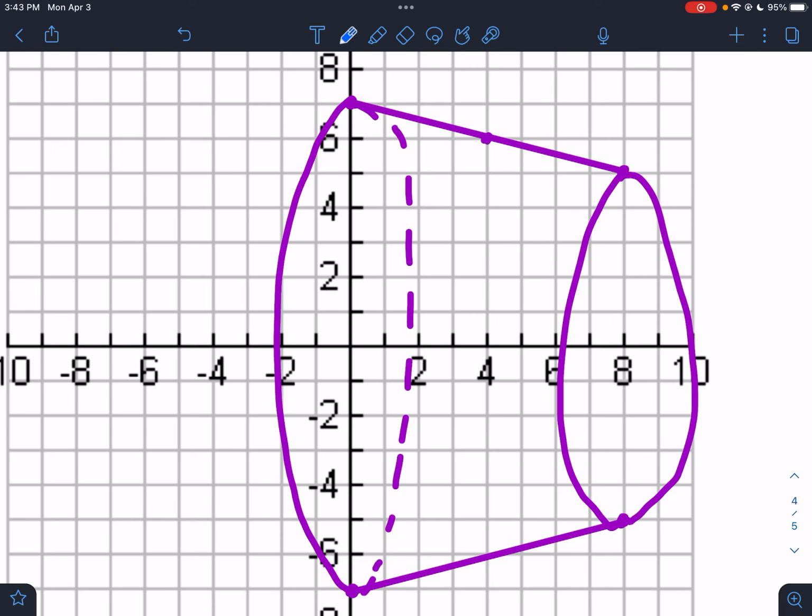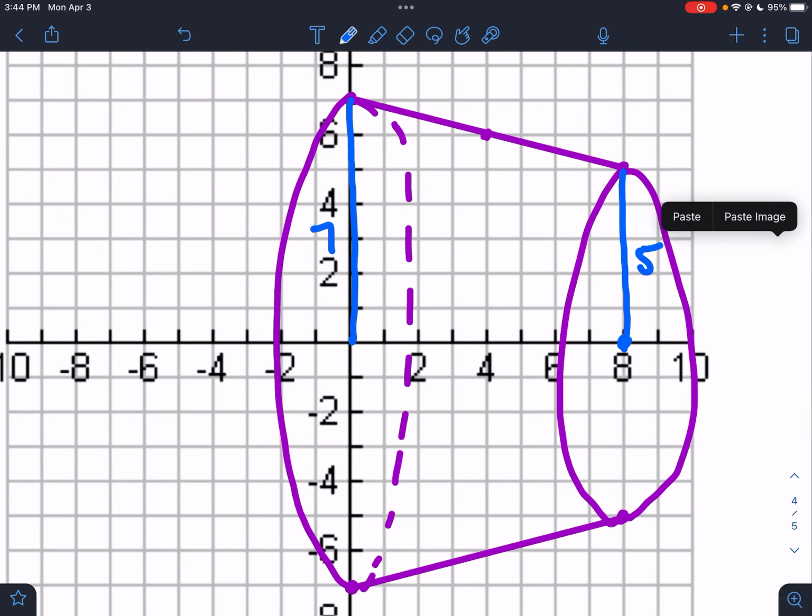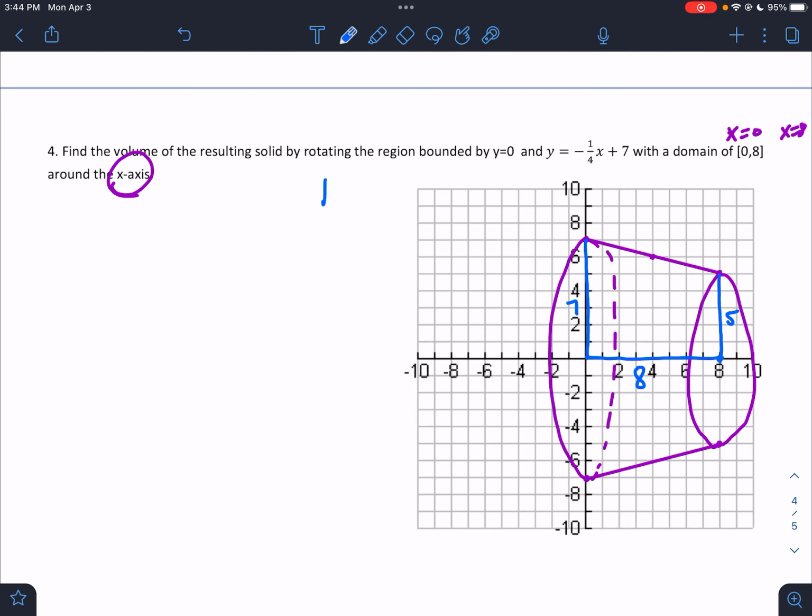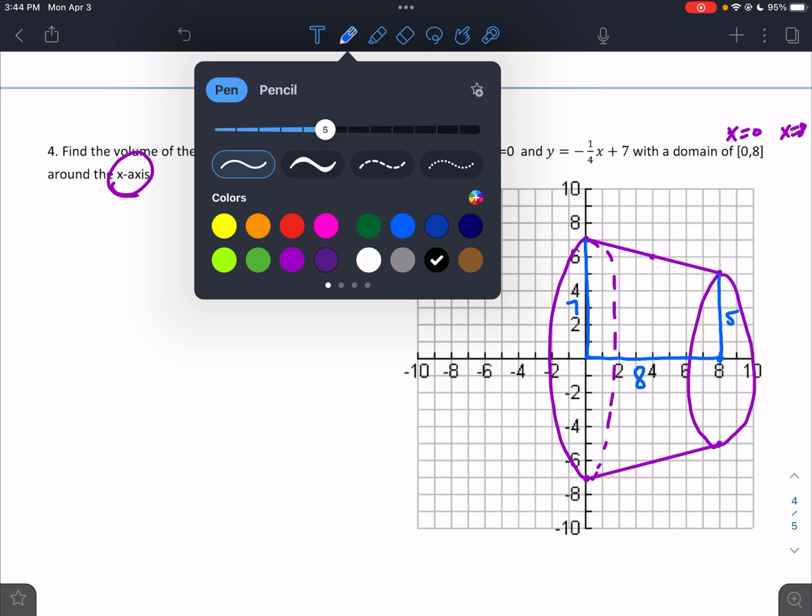So what is the radius here? That would be 7. What is the radius here? Remember, it started at 8, and that would be 5. That's kind of hard to see. And then what is the height? What is the distance between those two things? That is 8. So we have big radius of 7, little radius of 5, and the height is 8. It is, in fact, a frustum.